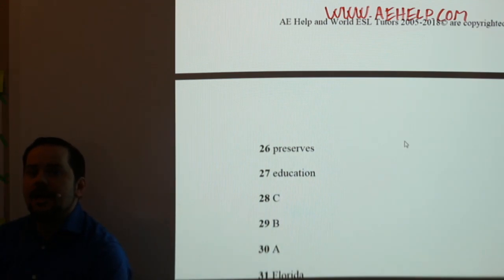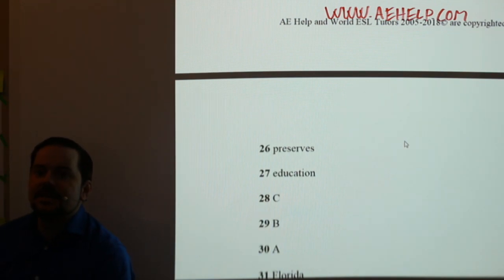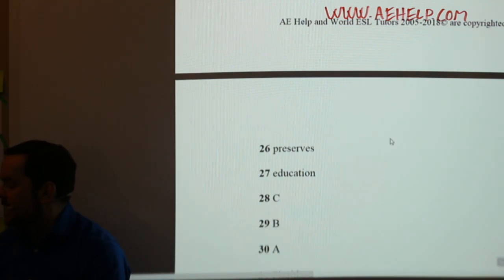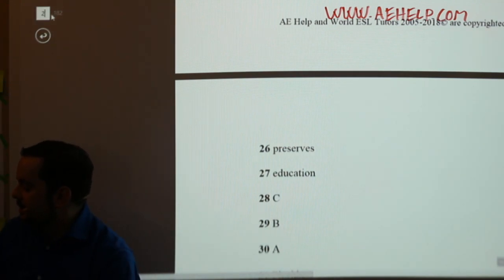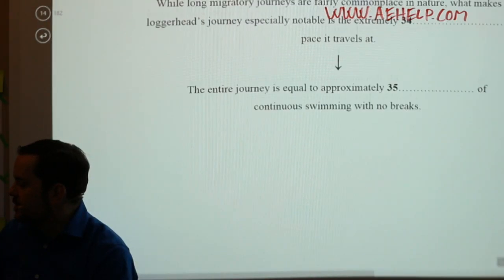Okay, and 28 is C, 29 is B, and 30 is A. Okay, so C, B, and A were the answers for the multiple choice. How did you guys do? So how did you do on that listening?